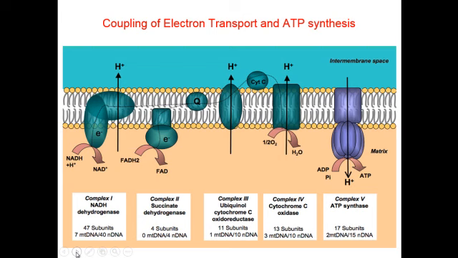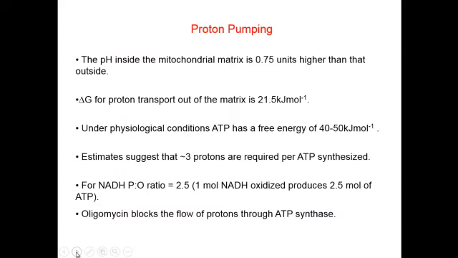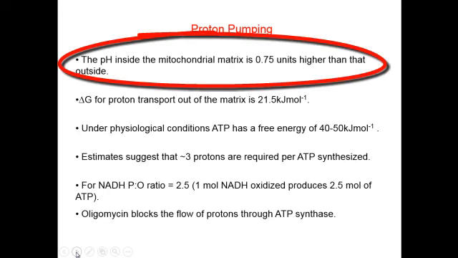And so that's 13 genes out of a total of 37 genes. So obviously a large number of mitochondrial genes are involved with electron transport and ATP synthesis. So a little bit about the proton pumping. We know that in an actively respiring mitochondria, the pH inside the mitochondrial matrix is about 0.75 units higher than the outside. So in other words, there is quite a gradient across the inner mitochondrial membrane.